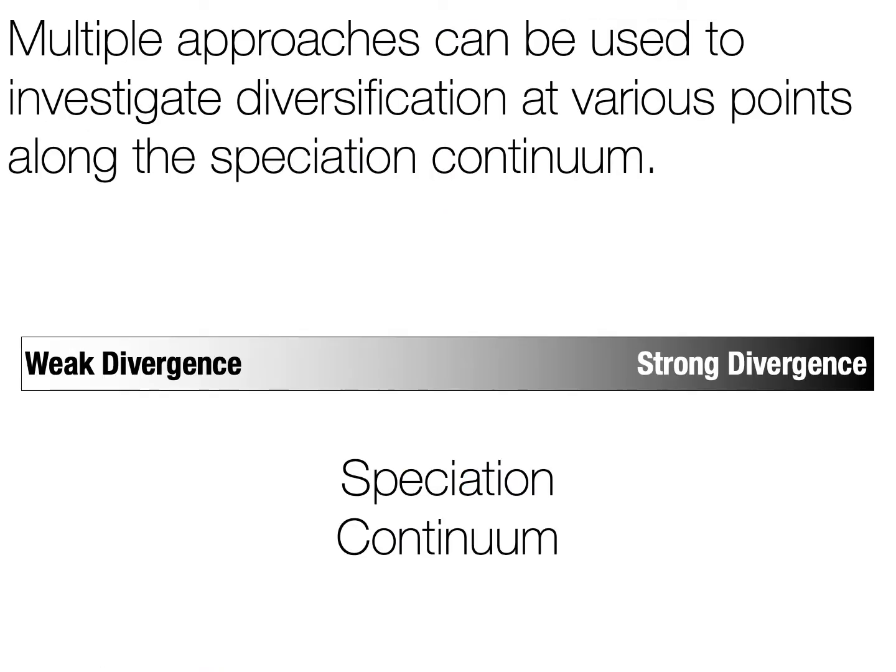You can flip this on its side and think about it as a continuum, a speciation continuum, from weak to strong divergence. And it's important to note that this continuum isn't directional. You don't have populations always moving in one direction. They can reverse directions, they can go back and forth. Certainly, speciation and diversification is context dependent, and ecology and environment can really influence it. But we can use multiple approaches to investigate diversification at various points along the speciation continuum.